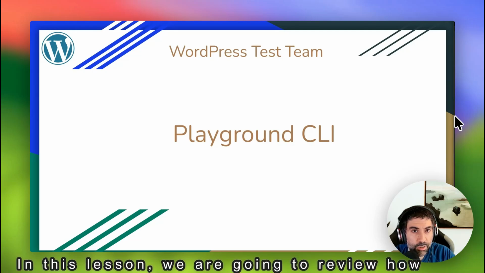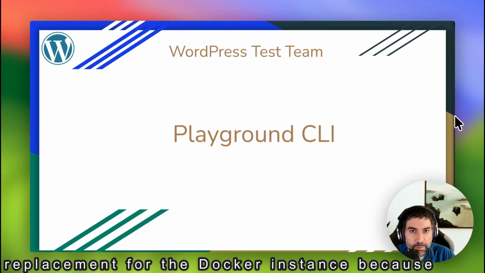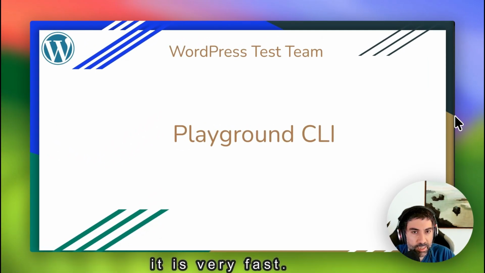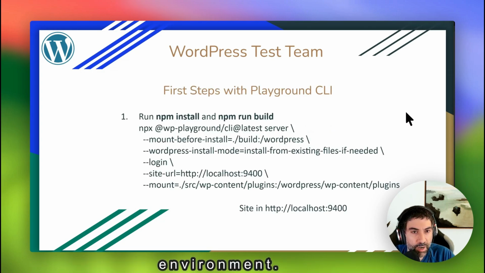In this lesson, we are going to review how to install and configure the Playground CLI. As we commented in the previous session, this is going to be in the future the main replacement for the Docker instance because it is very fast. Let's see the steps to set up our environment.